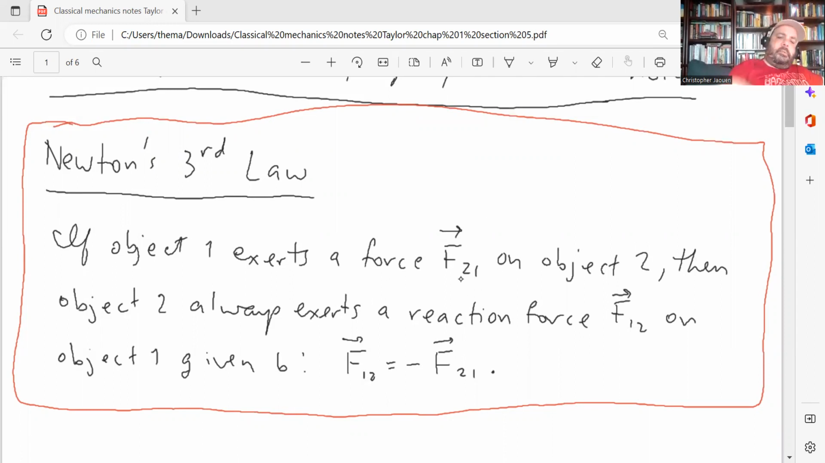So this says if an object is exerting a force on another object, then the object that's having the force exerted on it exerts a force back on the original object in an equal and opposite way. So the magnitude of the forces are equal and their direction is opposite. Okay, so that's what Newton's third law states.